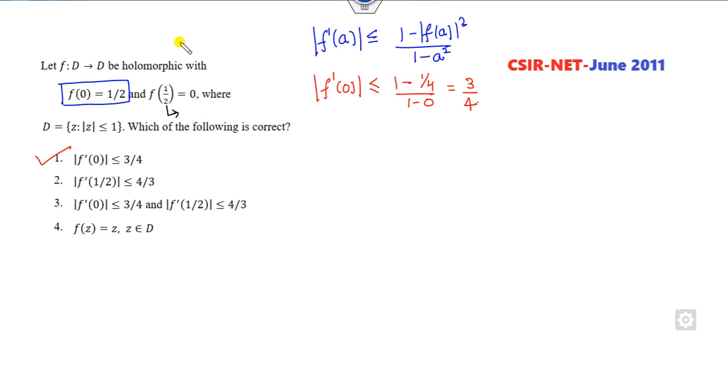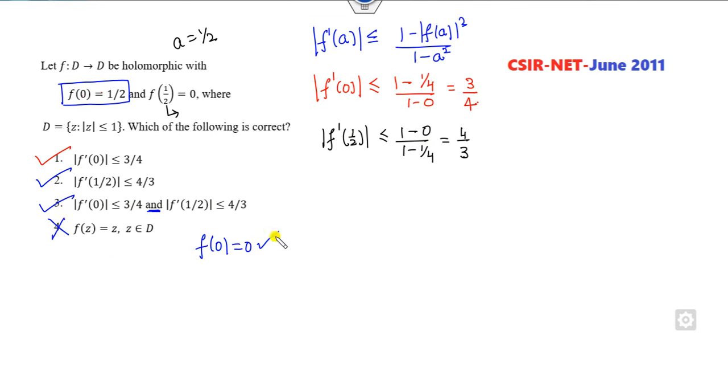Again in this case a is half, which is given to you, so I can find the bound at half. It is less than or equal to 1 over 1 minus a square, so with 1 over 4, it is 4 over 3. So clearly the second option is also correct. The third option is a combination of the first and second, so it is also a correct option. The last option is incorrect because f of 0 is 0 is satisfied, but f of half is not equal to half because it is 0. So therefore A, B, C are the correct answers.